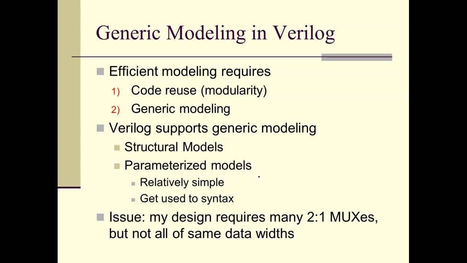Now the issue here is that my design requires a whole bunch of different 2-to-1 muxes. Well, I'm not going to redefine a 2-to-1 mux every time I need it, particularly if the 2-to-1 mux has different data widths. I need a generic way of not only using a 2-to-1 mux, which is instantiation, but also changing the data width when I instantiate it, and that's what we're going to talk about today.